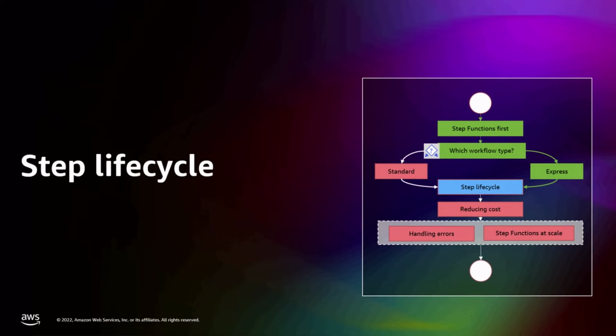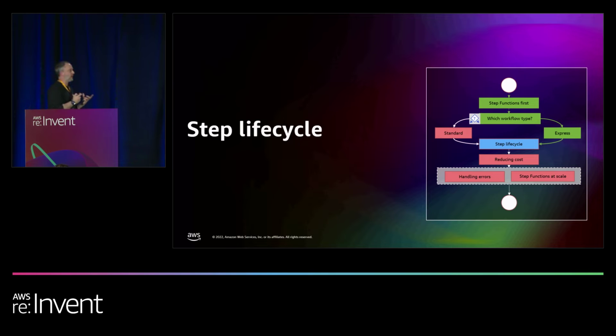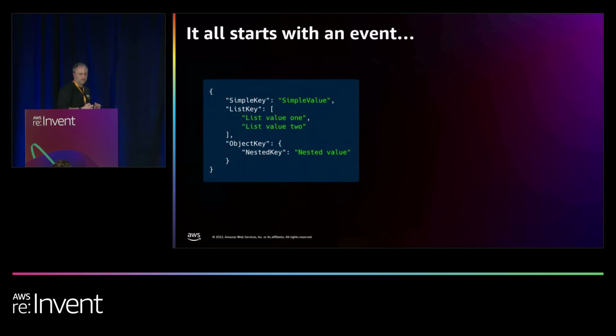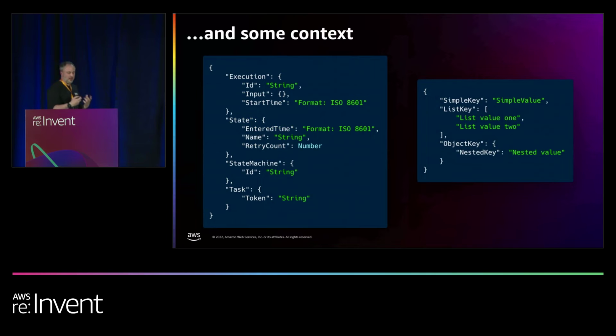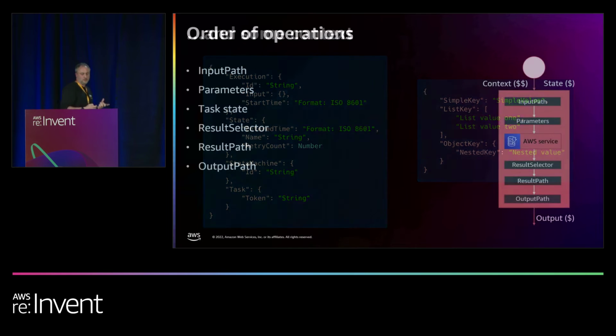I'll come back to that example in a mo, but first we'll have a little look at the step lifecycle. When you invoke your step functions workflow to start executing, you need to give it a payload of some sort, right? You also have available to your workflow at any point something called the context object. The context object contains things like the execution ID, the time the workflow was started, the ID of the state machine, and stuff like that. Now, you can access the context object using the $$ sign, and you can access the event object or the payload object using a single $ sign.